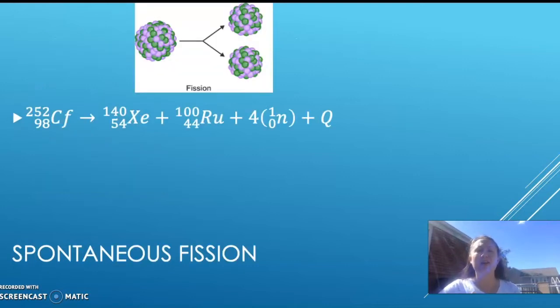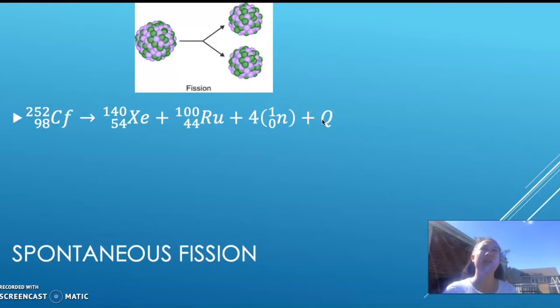So to start us off, let's talk about spontaneous fission. You'll notice that spontaneous fission occurs with nuclei that are very large, that have large atomic mass numbers, like this californium-252. It splits apart into two daughter nuclei, xenon, and I believe that's ruthenium, that are roughly the same size. It also emits 4 neutrons, and this Q here is a release of energy.